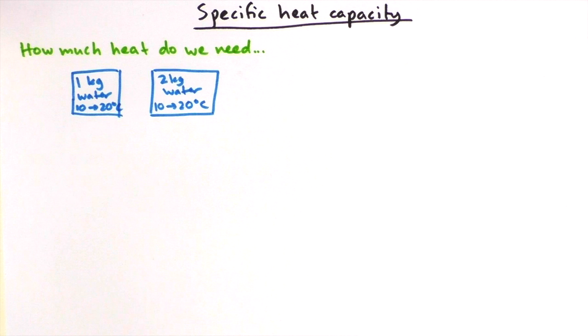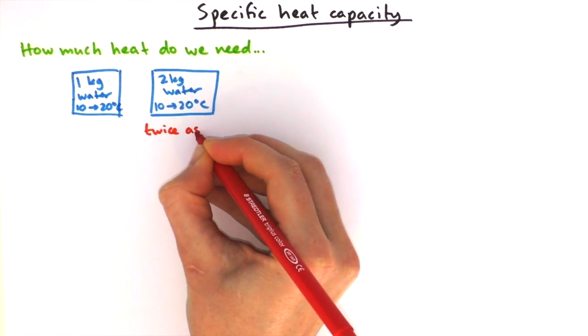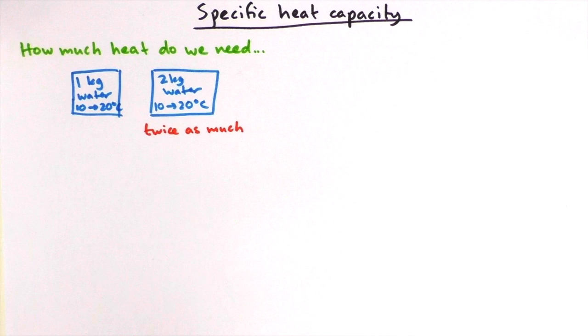Well, it's quite simple because we've got twice as much mass. So heating up 2 kilograms of water is the same as just heating up 1 kilogram twice, isn't it? So that means that there's going to be twice as much heat transferred when we're heating up 2 kilograms of water.